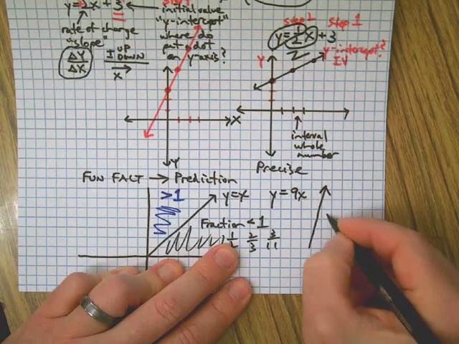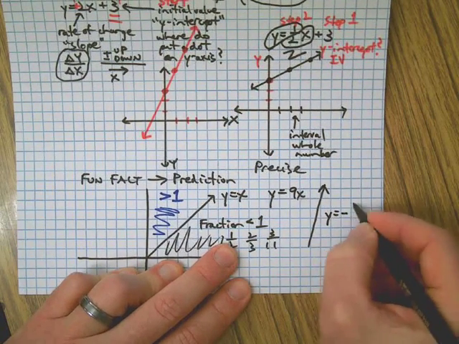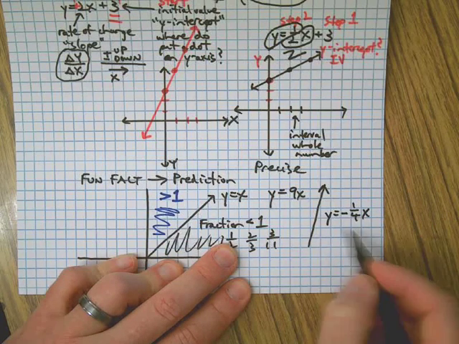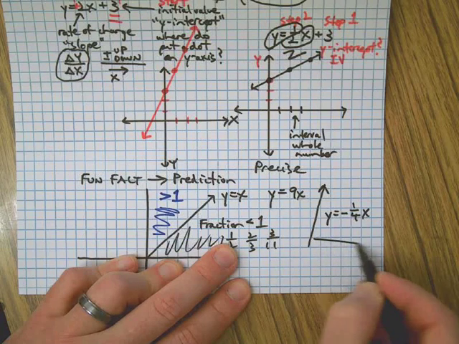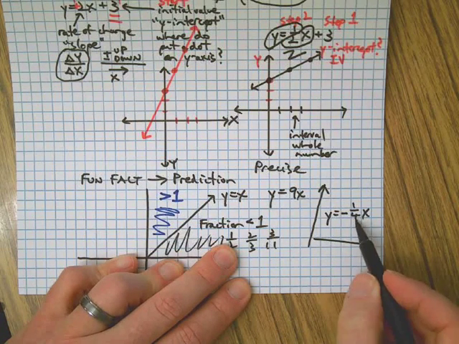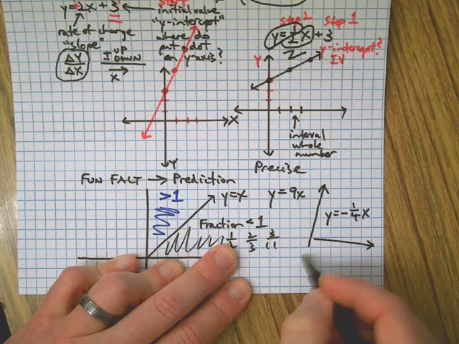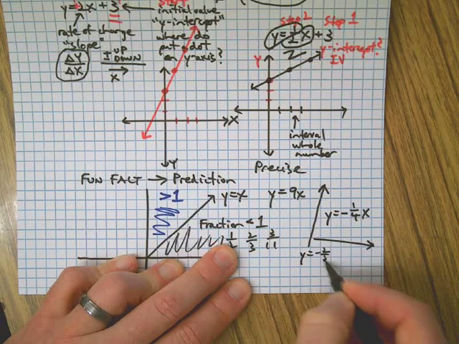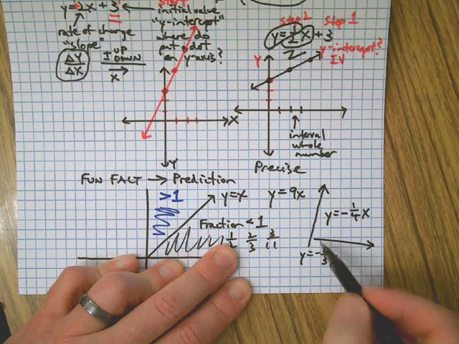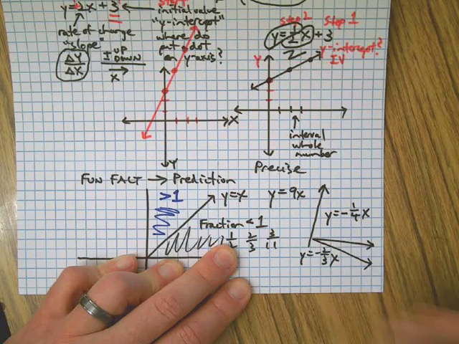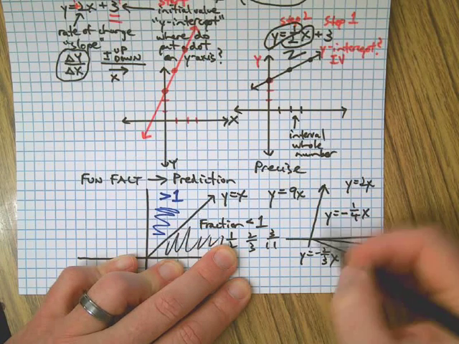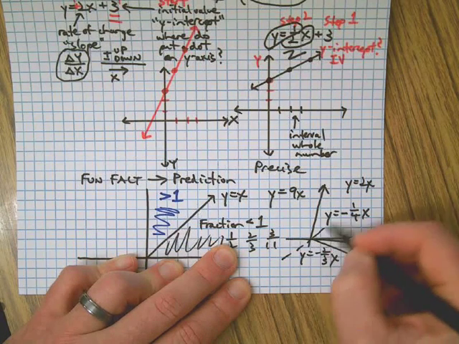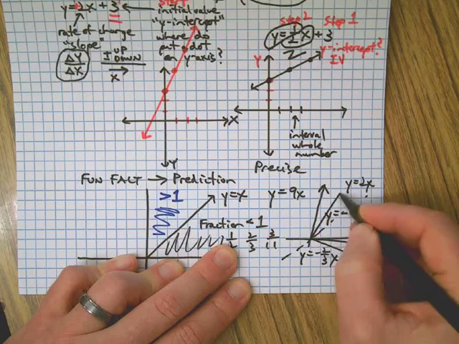If you had something like y equals negative 1/4 x, well, we know it's going to go down, but it's going to be very gradual because the fraction is very small, right? If it was y equals negative 2/3 x, it's still going to go down, but not as much as 1/4. Right? What if I had y equals 2x? Well, it's not going to go up this much. It's going to go up more than that, so it's probably going to go up right about there.